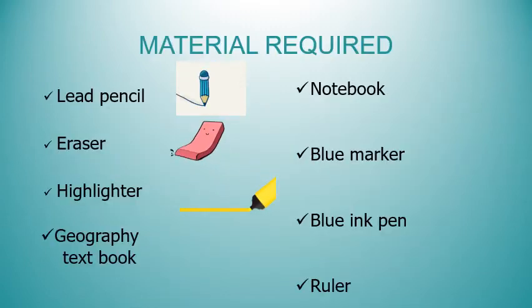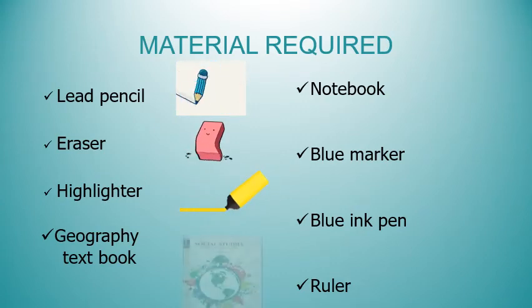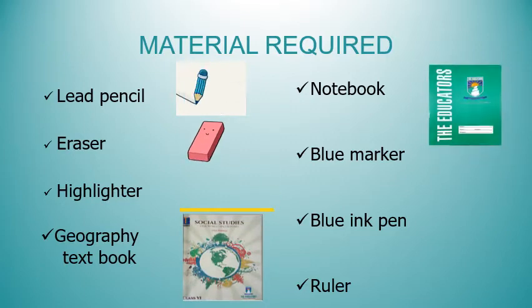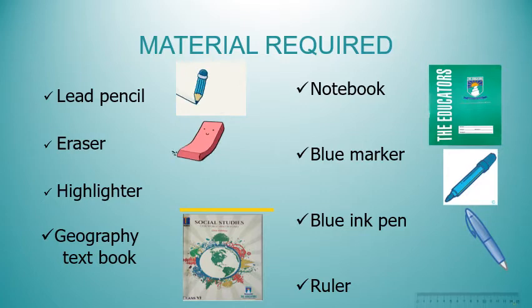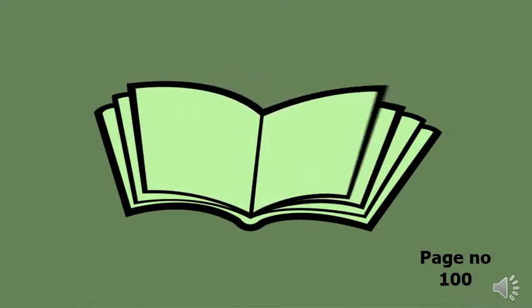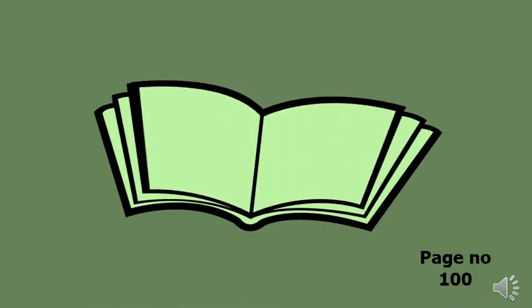Here are the things that you will need for this lesson: lead pencil, eraser, highlighter, your geography book, notebook, blue marker, blue ink pen, and a ruler. I hope that you have grabbed all these things and you're ready for your lesson. Dear students, please open page number 100 of your geography book.